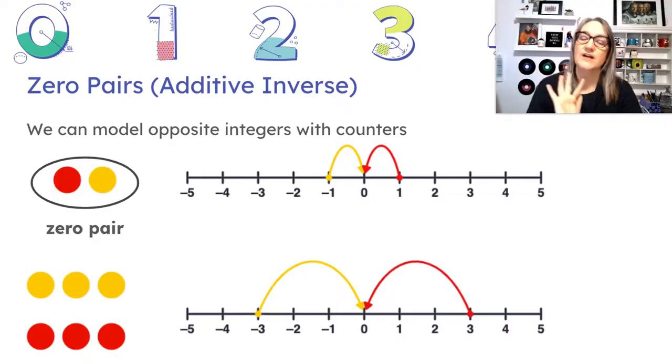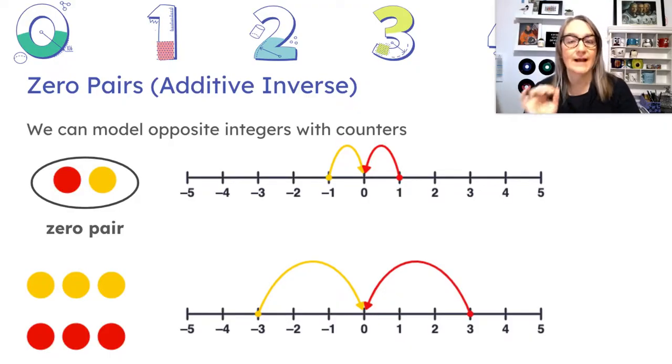One red integer tile, one yellow integer tile add up to 0. We call that a zero pair. And when we have zero pairs and we're using counters, we just discard the zero pairs. We match them up and discard them.